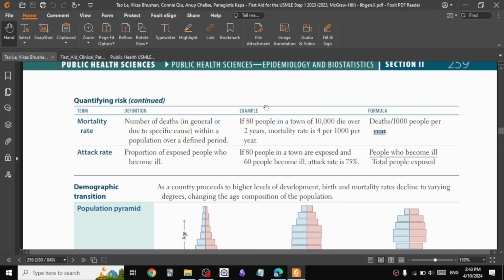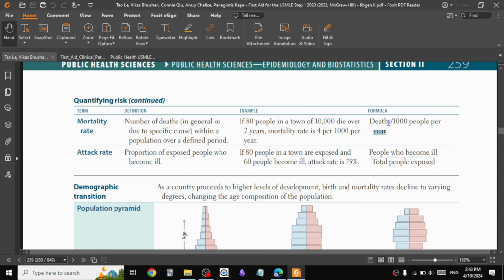Okay, so take a look at this example. 80 people in a town of 10,000 die. So 80 people died over 2 years. So let me rephrase the problem again, right? 10,000 people are there in a town, right? 80 people died, and this is taking place in a span of 2 years. Okay, that's the question they're asking. Okay, what is the mortality rate? So mortality rate will be, you take the total number of deaths.